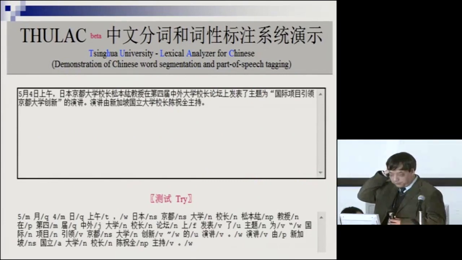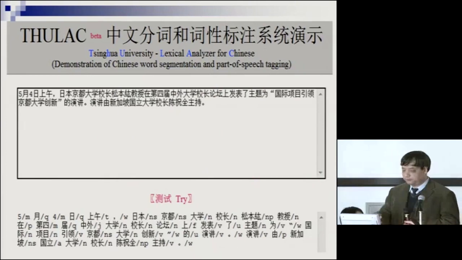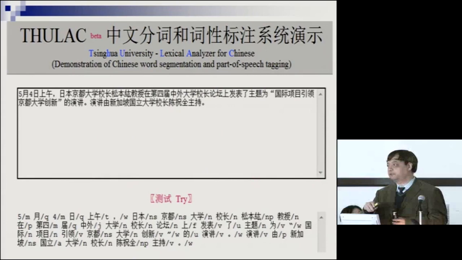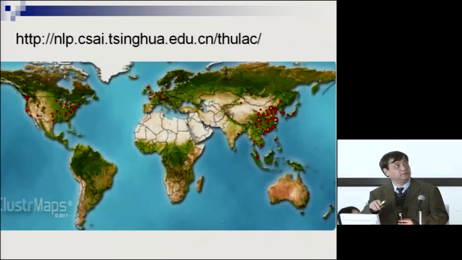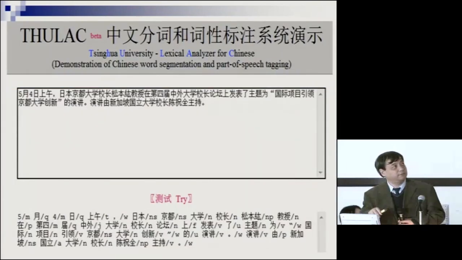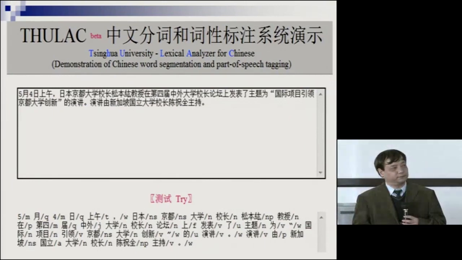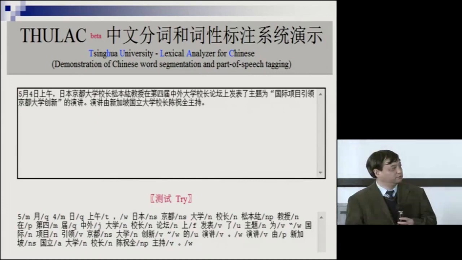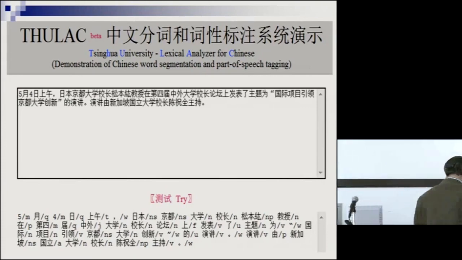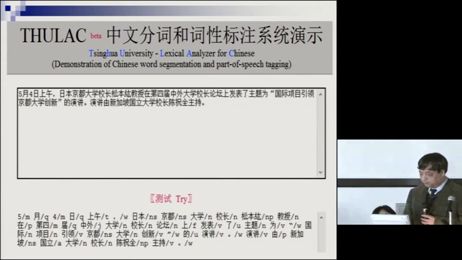Another supporting technology we need in this system is Chinese word segmentation and part-of-speech tagging. We have developed a system, and you can try it on this website. For the given sentence, the system can identify the person name, the National University president, Chen Zhuxuan, and the place names, Japan, Kyoto. This serves as a solid foundation for keyword extraction.